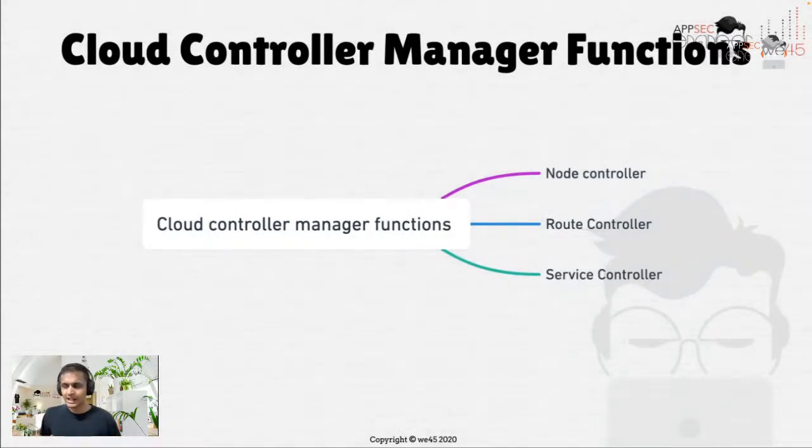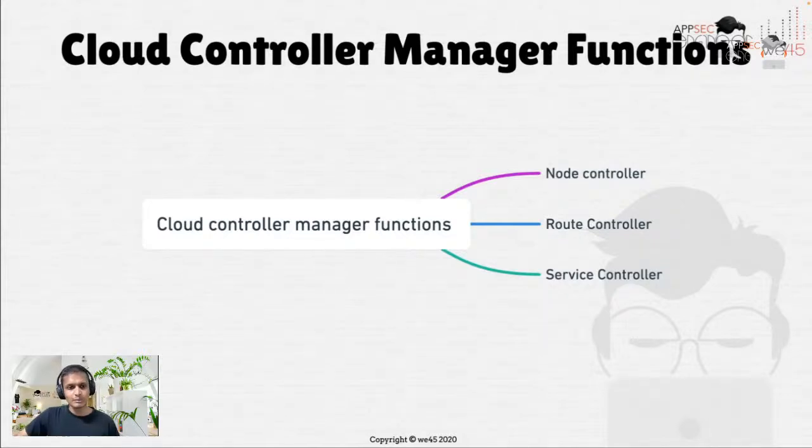So with that, let's look at some of the Cloud Controller Manager functions. Right, so the Cloud Controller Manager, first of all, is going to be responsible for controlling the number of nodes on your Kubernetes cluster. It's going to be responsible for the routes. And finally, it's also going to be responsible for services as well. So let's try and understand some of these in a lot more detail.